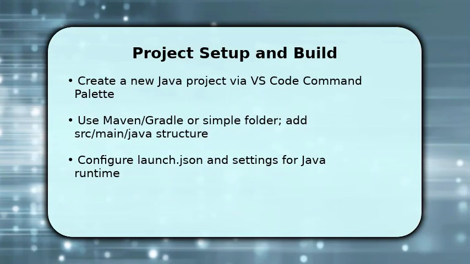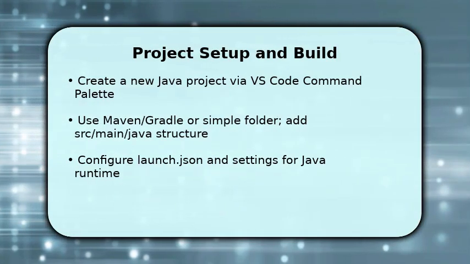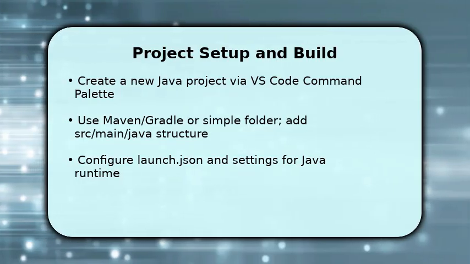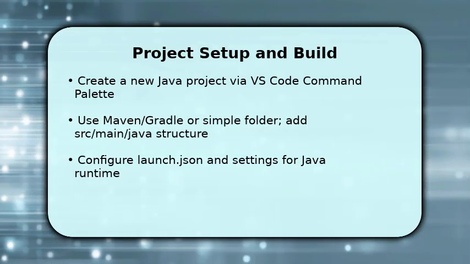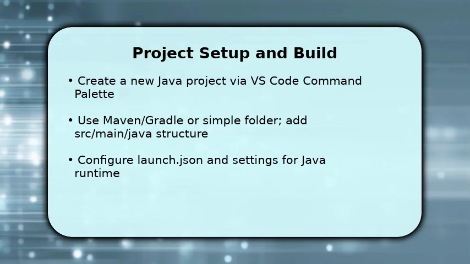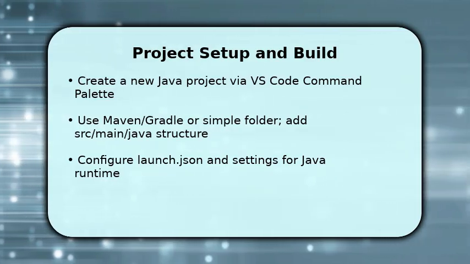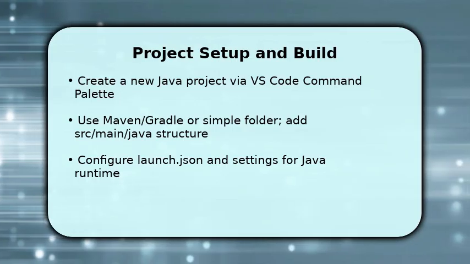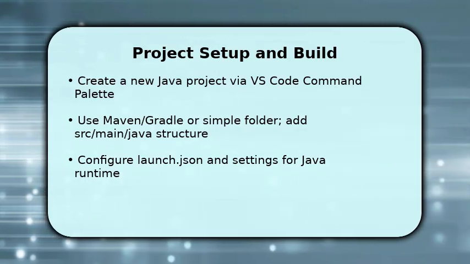Now you create a project that VS Code understands. Use the Command Palette and pick Java: Create Java Project, then choose Maven, Gradle, or No build tools for a quick folder-based setup. Once you have src/main/java, add a simple main class and save.